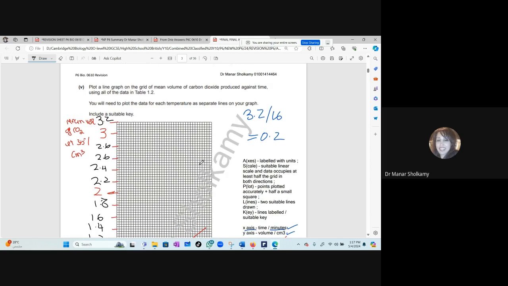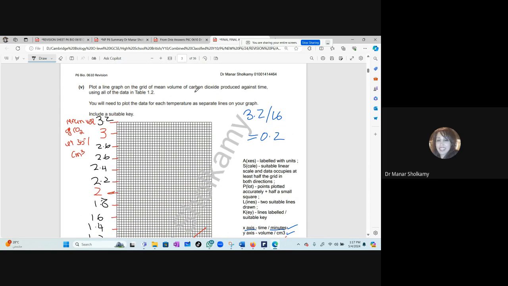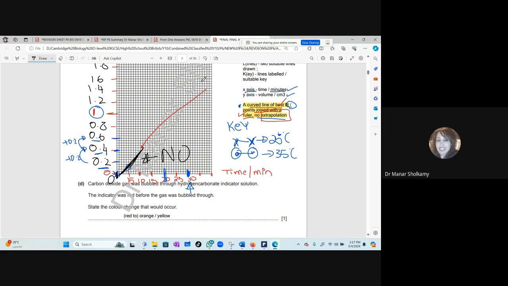How do I get it? This maximum value for any variable is divided over the number of boxes. We have 16 boxes. The maximum value is 3.2. So 3.2 divided by 16, I got a value of 0.2. So every box will be 0.2.